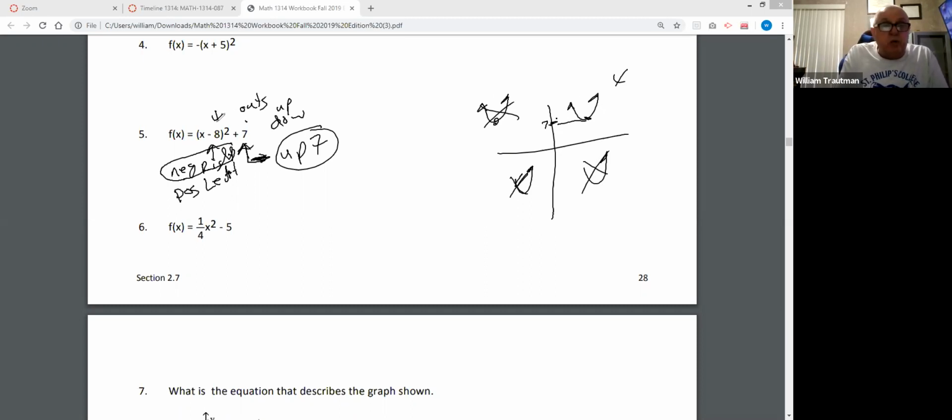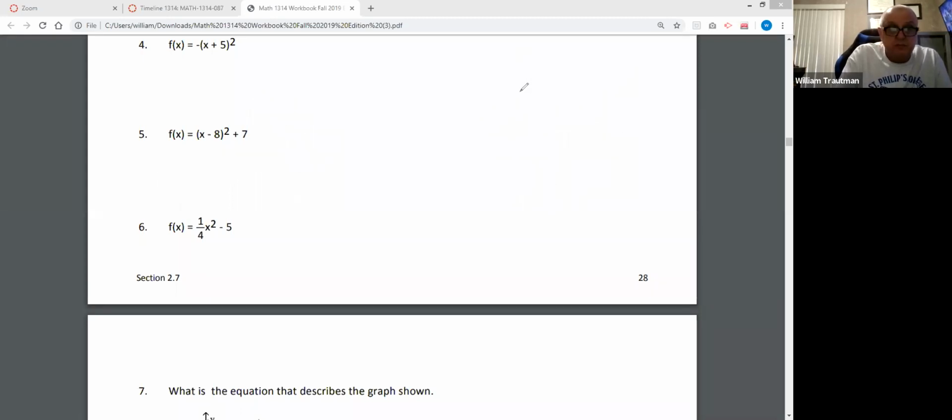You have to know what the insides and outsides mean. The outside of a function is going up or down. The inside is going left or right. And the inside is always opposite what you think. You think a negative goes to the left, but a negative goes to the right. So that's number 5. I'm going to number 7 now. And stop me if you have any questions.